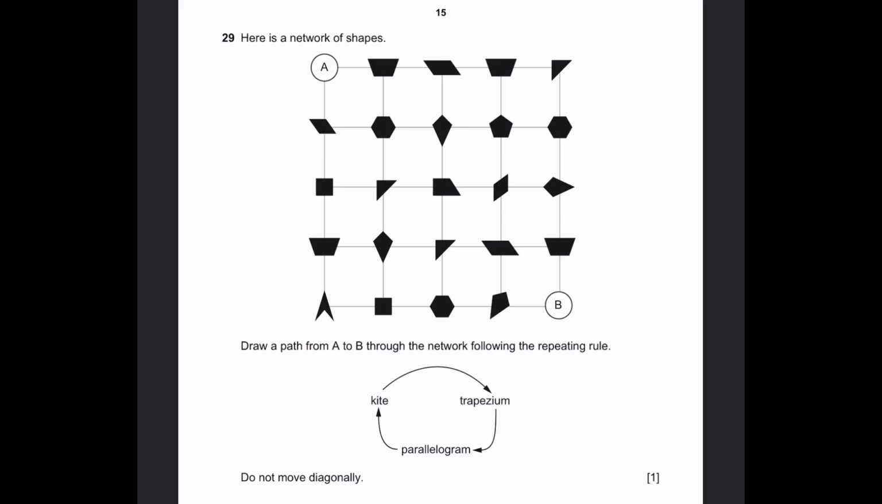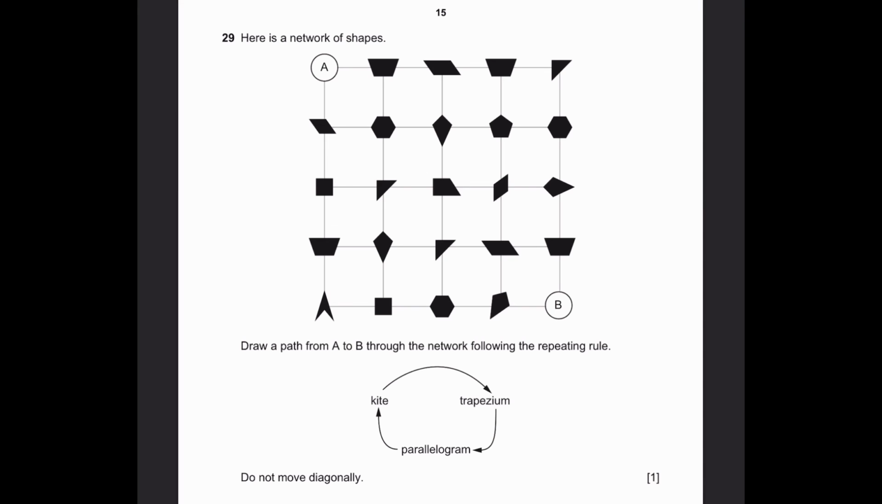Question 29. Here's a network of shapes. Draw a path from A to B through the network following the repeating rule: kite, trapezium, parallelogram, and repeat. It can be in any order. Do not move diagonally. You can only move across these lines drawn, in other words. So you have to start from A. We can go to either a trapezium here or a parallelogram there. Let's say we start with parallelogram. Then the next should be kite, but then we only got a square or a hexagon, so we can't go there. So it's trapezium first.